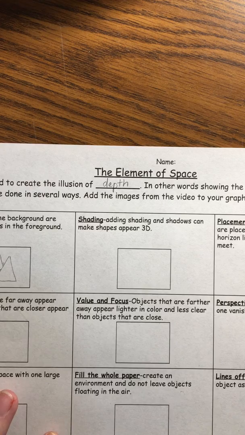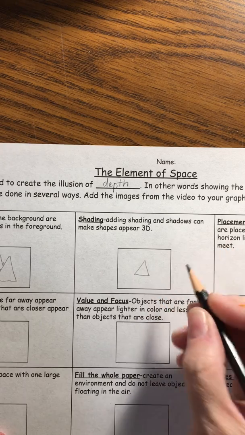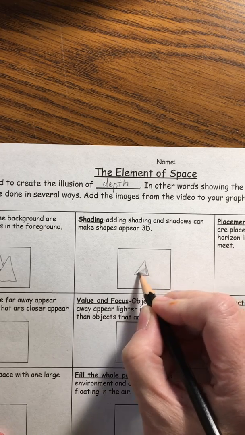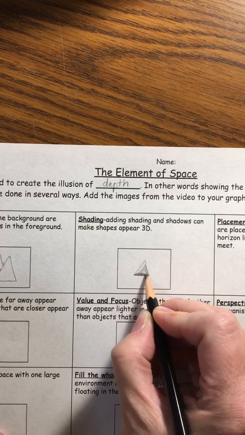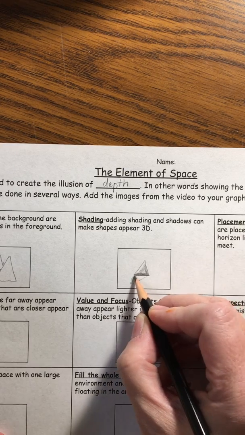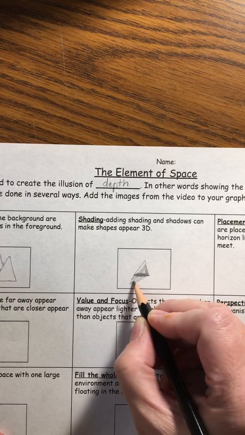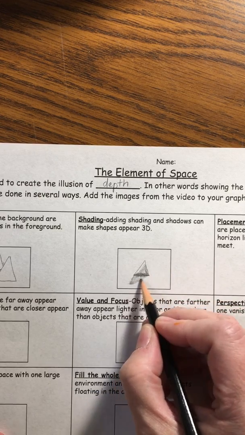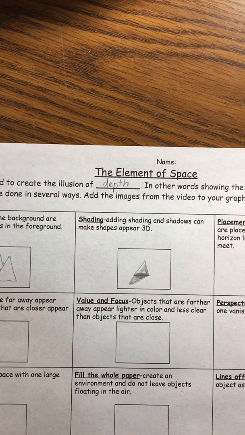Okay, let's look at shading. So you can just add shades and shadows to your objects to make them look more 3D. When you have a shadow, it's really dark down here at the bottom where the shadow meets the ground. And then your shadow is usually dark close to the object. It gets lighter as it moves away and less rigid. You can't really start to see the edges as it gets further away from the object. It gets lighter and more faint.